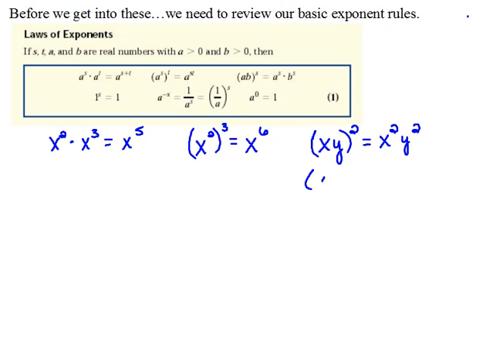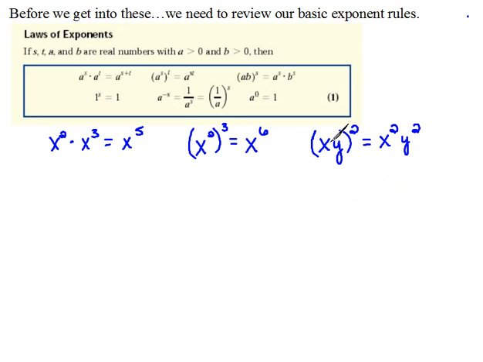Now notice, if we had x plus y squared, that does not equal x squared plus y squared. This is something different. In this case, we would actually have to write out our x plus y twice and multiply it, because that's something completely different.